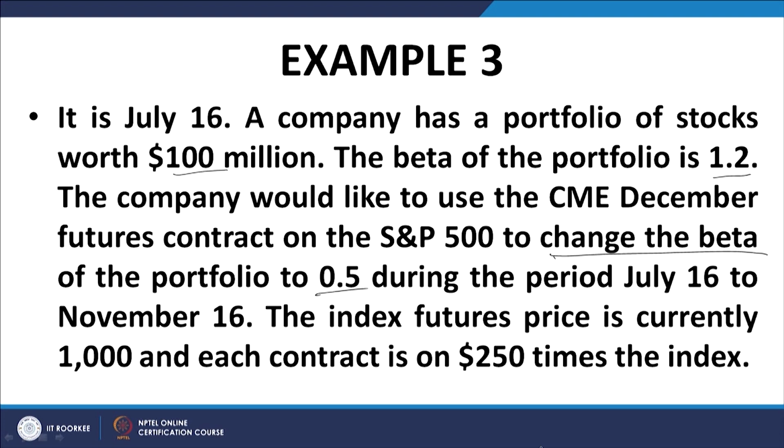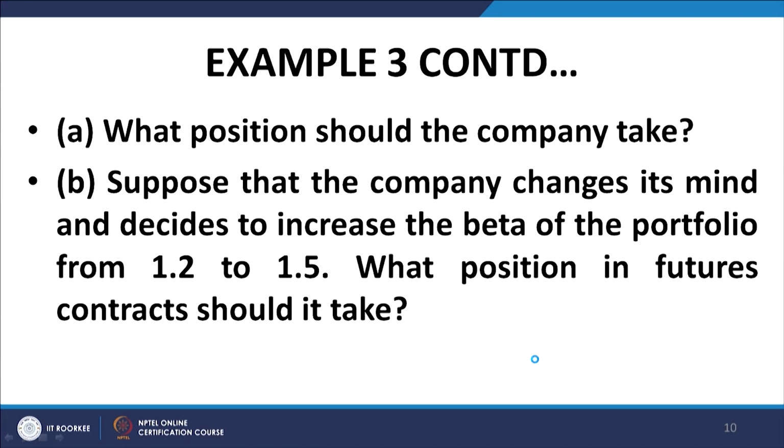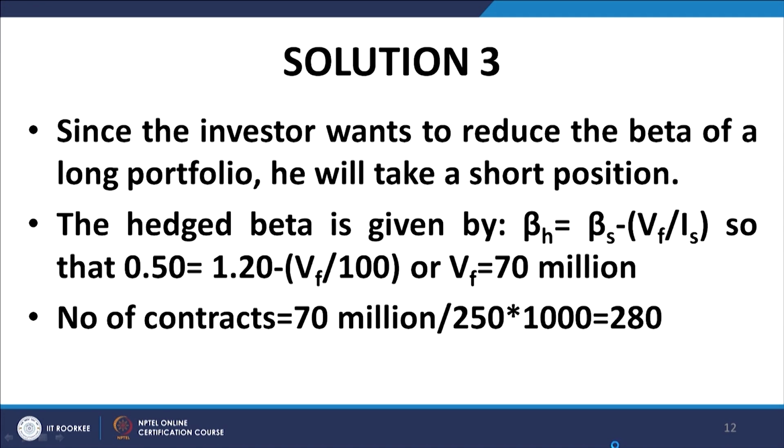The index futures price is currently 1000 and each contract is 250 times. This is the contract multiple. What position should the company take? Obviously, a short position. Suppose that the company changes, this is the second part of the problem. Let us do the first one. Now, since the company wants, as I told you, it will take a short position.